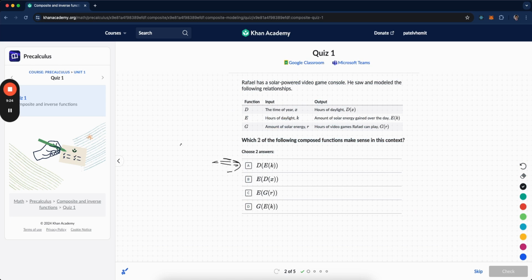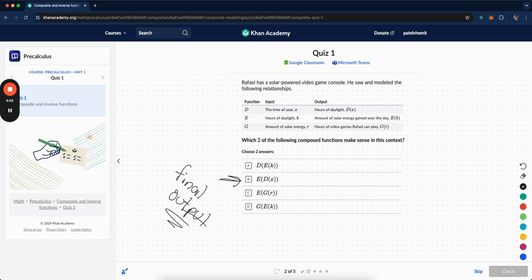Okay, so this is a no-go. Doesn't work. So answer A is not correct. Let's look at answer B. So it's going to give us an output of the amount of solar energy gained over the day. So that's going to be our final output.